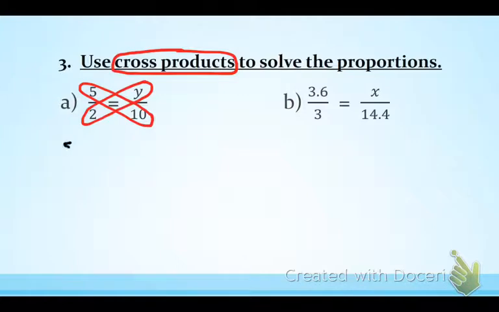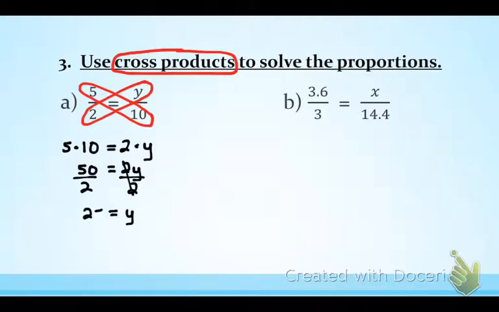What do I write down first? 5 times 10 equals 2 times y. What's 5 times 10? 50. And now instead of saying 2 times y, we know whenever there's a number directly next to a variable it means to multiply. Y is still not by itself. How do I get it alone? You have to divide by 2. Divide by 2 on both sides, and cancel out, and you get just y. 50 divided by 2 is 25. 25 equals y.